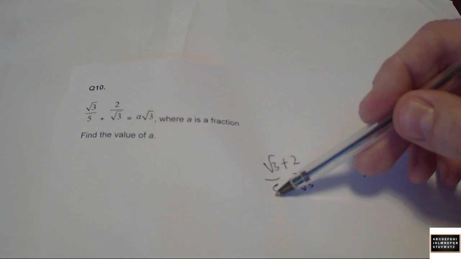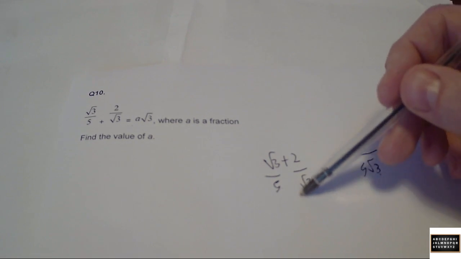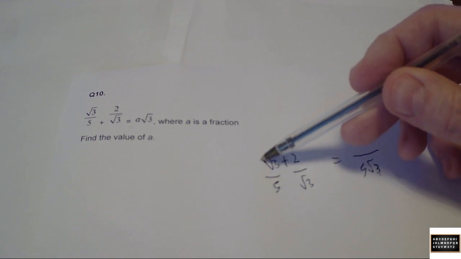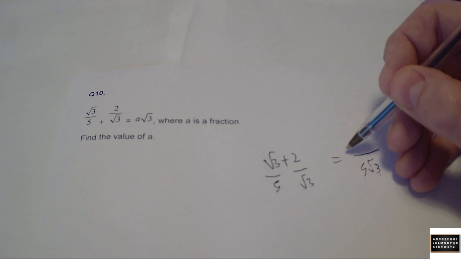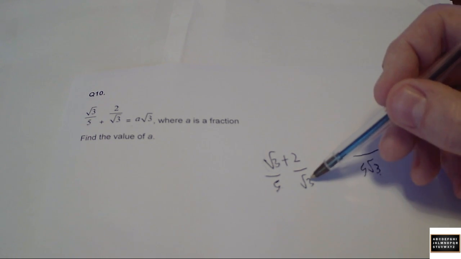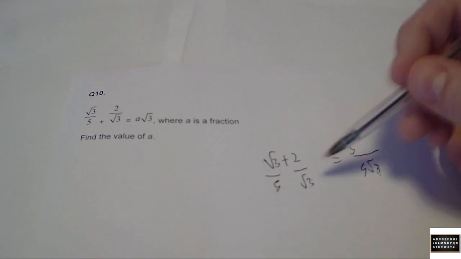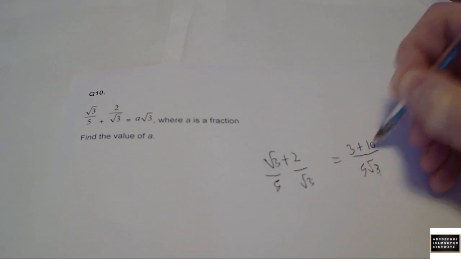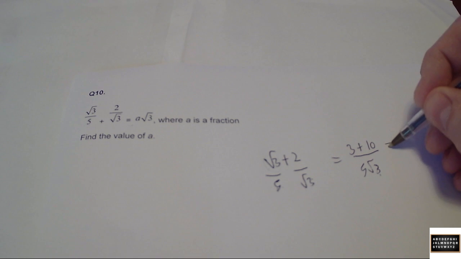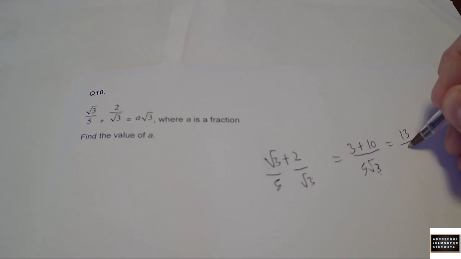What have I done to that to get to this? I've multiplied it by root 3. So what do I do to the top bit? I multiply it by root 3. Root 3 times root 3 is just 3. And then what have I done to the bottom of this to get to this? I've multiplied it by 5. So what do I do to the top of that? Multiply it by 5. So it's plus 10. So 3 plus 10. That's going to be 13 over 5 root 3.